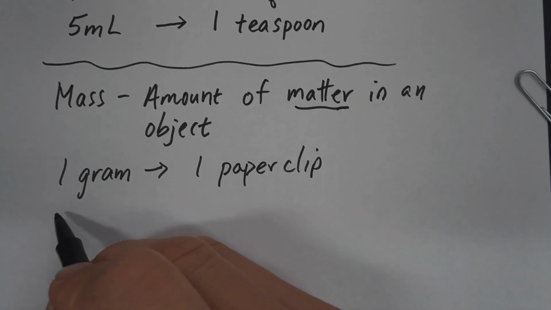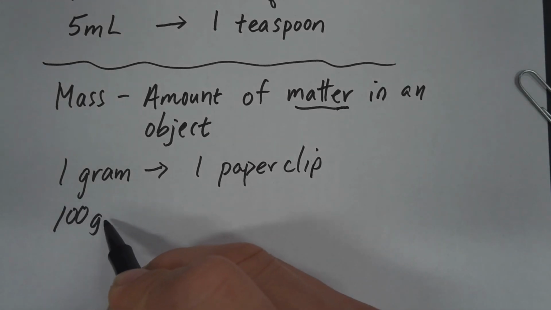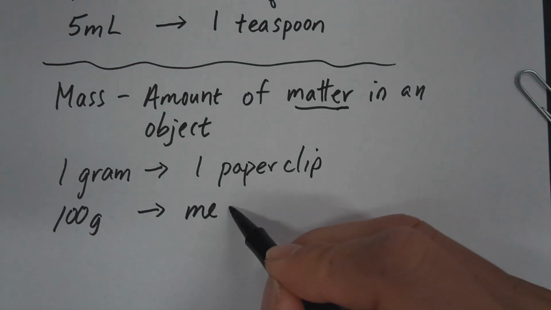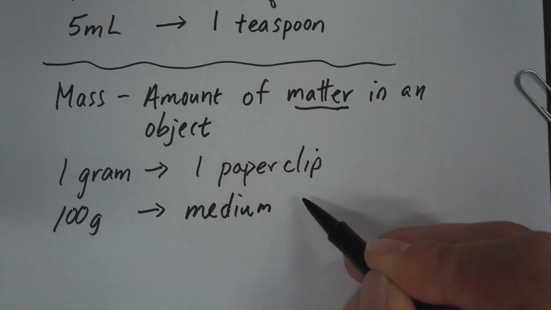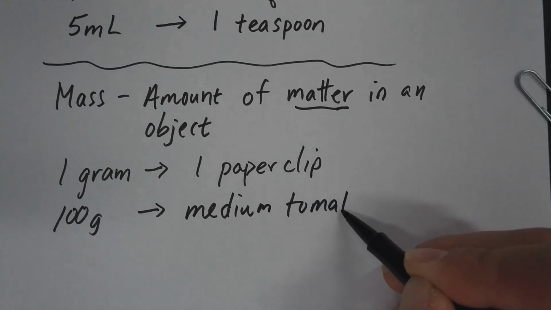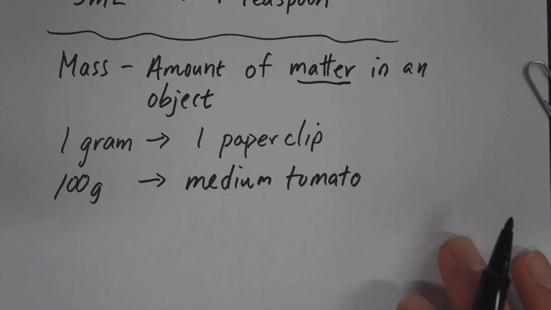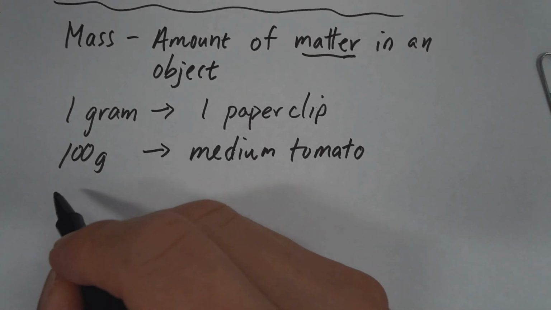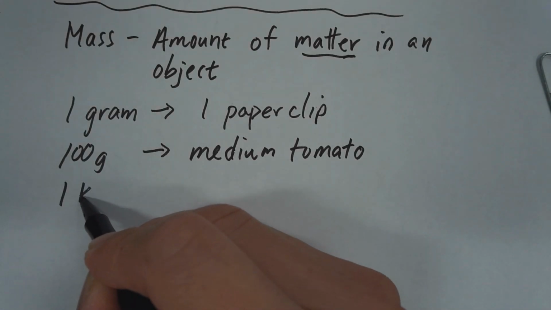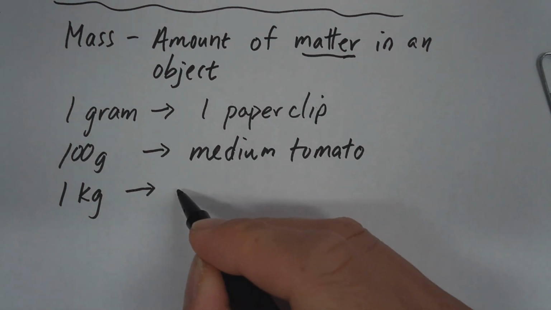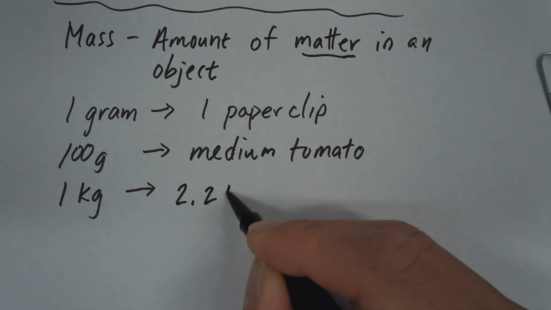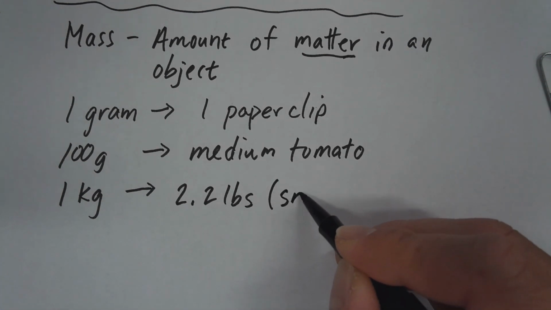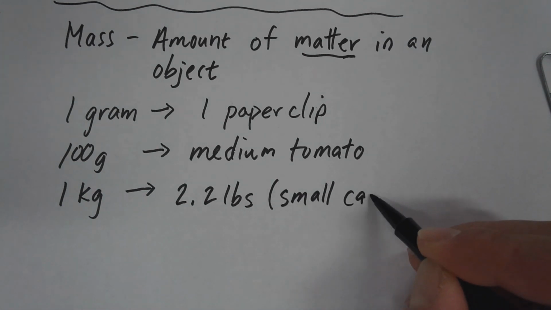Okay, how about 100 grams? 100 grams is about the mass of a medium-sized tomato. And how about a kilogram? 1 kilogram is about 2.2 pounds, and that's about the size of a small cantaloupe.